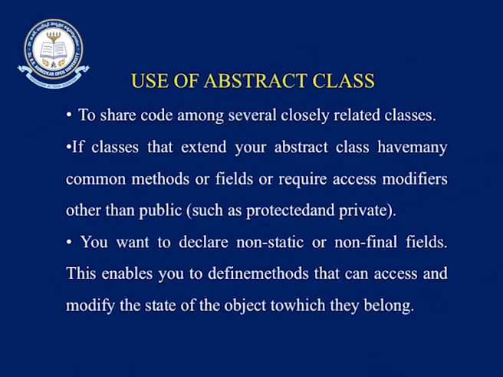Shared code among closely related classes that extend your abstract class, which have many common methods or fields. Access modifiers other than public, and also to declare non-static and non-final fields. This enables you to define methods that can access and modify the state of the object to which they belong. So, in this fashion we can understand what is abstract.